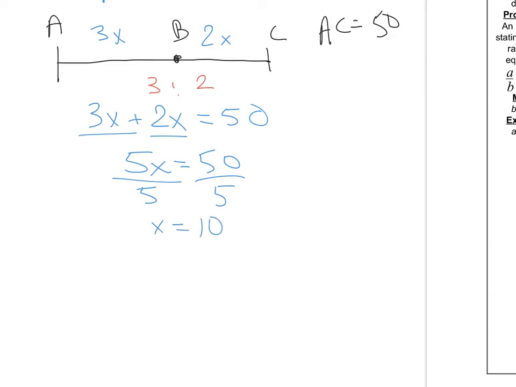X will equal 10. So AB was 3x, so 3 times 10, that means he is 30. 2 times 10, this guy was 20. So AB, again, was 30, and BC was 20. Okay, hopefully the extra example helps you out a little bit. We'll practice more of those two in class.